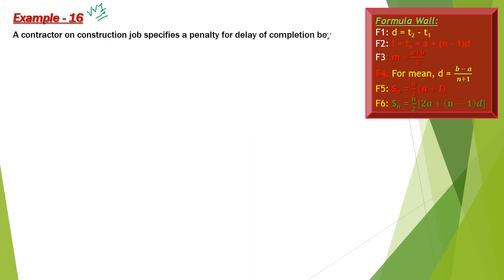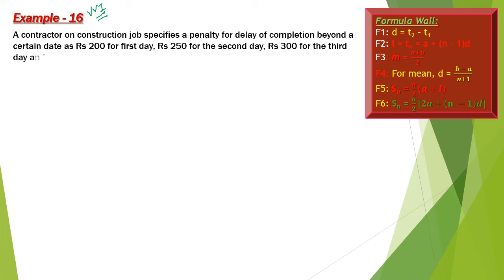A contractor on a construction job specifies a penalty for delay of completion beyond a certain date. If it was written in the agreement that work must be completed in 30 days, and the contractor is unable to complete it in 30 days, and it takes 31 days, one day more, then he has to pay 200 rupees as fine.